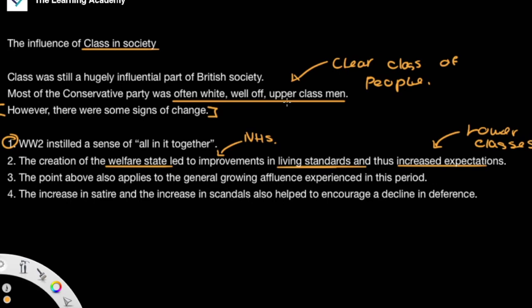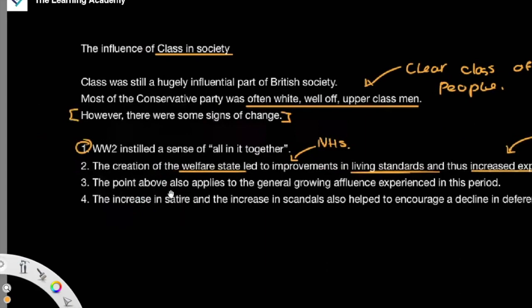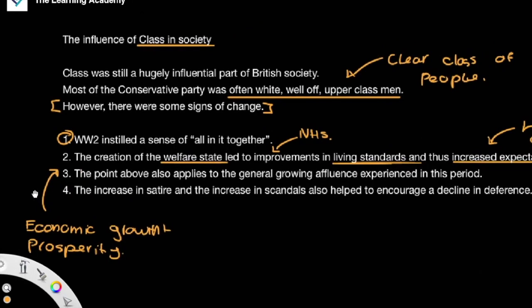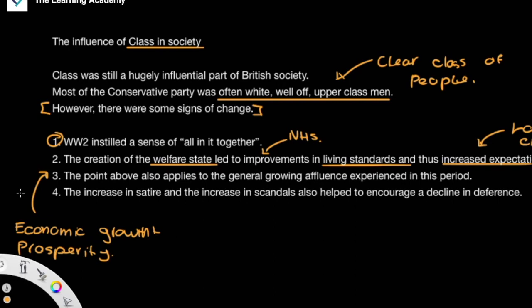the genuine, general growing affluence experienced in this period. Don't forget, again, this was a period of economic growth and prosperity. And generally speaking, even though there's a division of wealth and a division in class, if there's overall economic growth and prosperity, that has a positive impact on everybody. It might impact the upper classes a lot more, in that they might still make more money than the lower classes, and there might still be this divide, but it brings the whole ship up, if that makes sense.